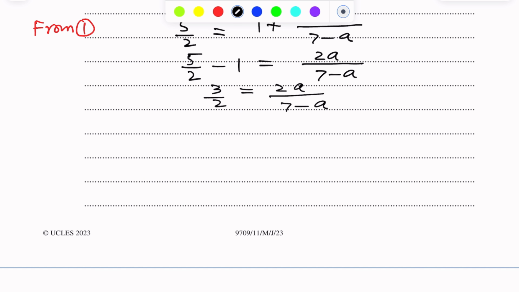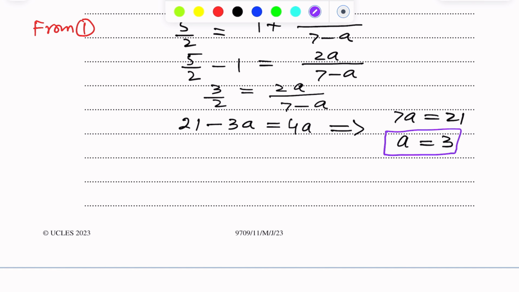By cross multiplying, we get 21 minus 3a is equal to 4a. From here, we get 7a is equal to 21, and a is equal to 3. We have found the value of a, that is 3.